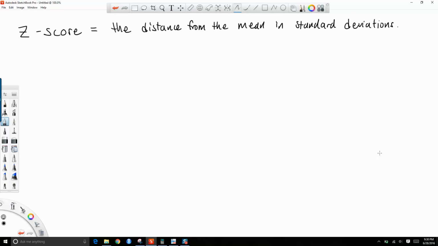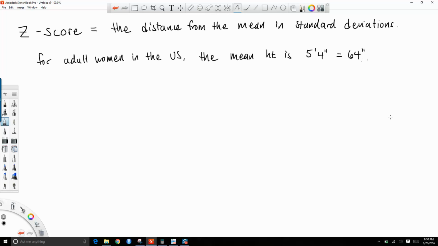Okay, so the distance from the mean in standard deviations. So let's say for adult women in the US, the mean height, or the average height, is, we'll say, 5'4", or 64 inches. So we'll say this is the average height of women in the United States.